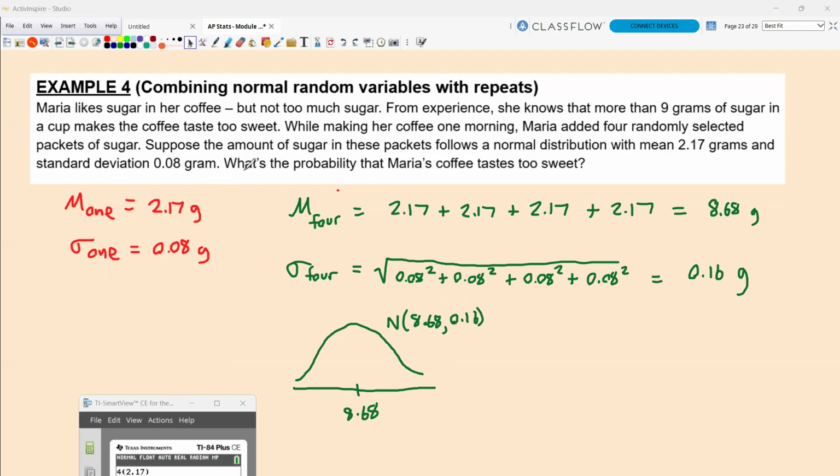So the question is, what's the probability that Maria's coffee tastes too sweet? And it's going to be too sweet when there's more than 9 grams of sugar. So if you think about 9 somewhere up here, who knows where it is, and it's too sweet when there's more than, so we're going to go in the right direction. So we're going to shade to the infinity side. So our lower bound's going to be 9, and our upper bound's going to be infinity. So we're going to do normal CDF.